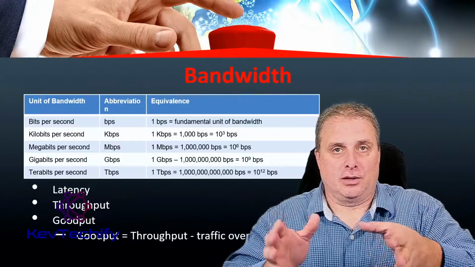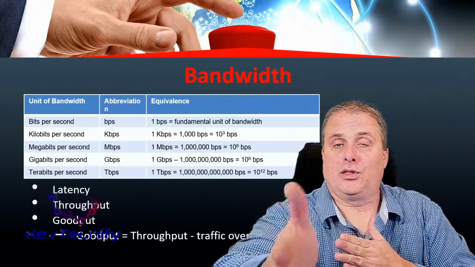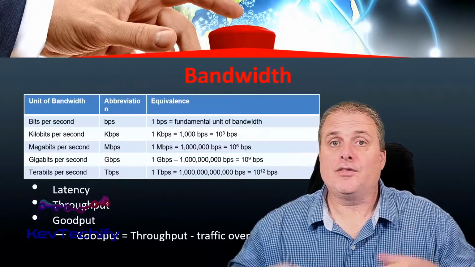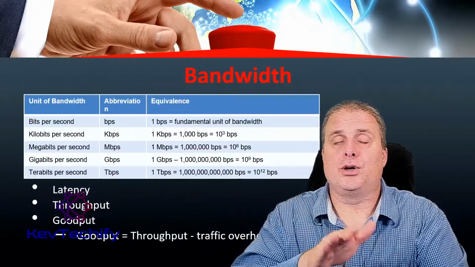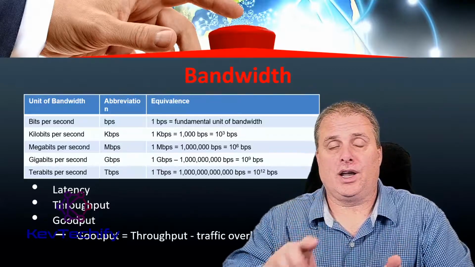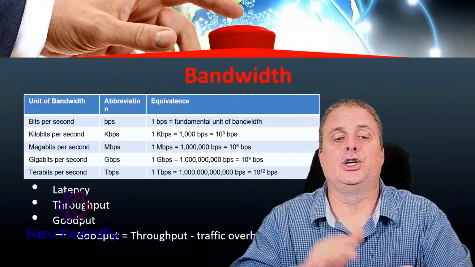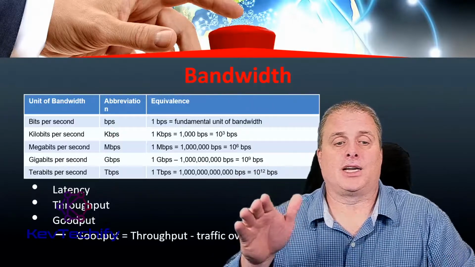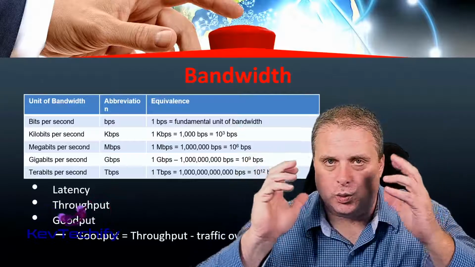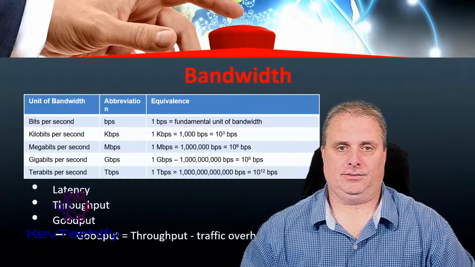Goodput is the amount of throughput, the amount of data you're putting through your network, minus that traffic overhead. And if you have a lot of overhead, your Goodput is going to be a little. You want to get that traffic overhead as small as possible to get your Goodput as big as possible. The closer you can get your Goodput to throughput, that's a great network for you to have.